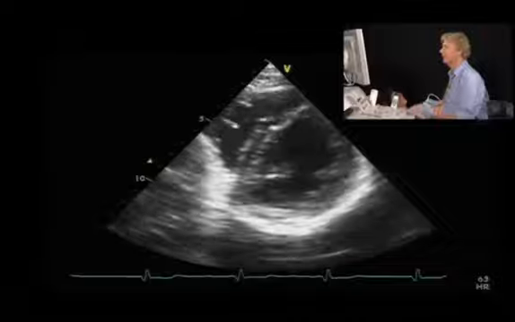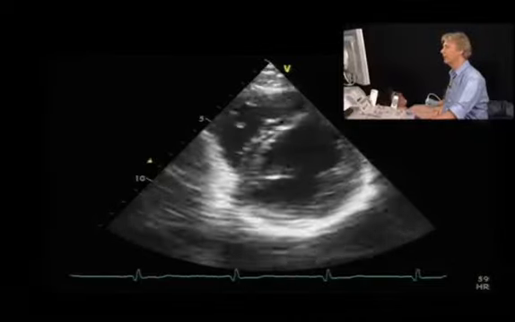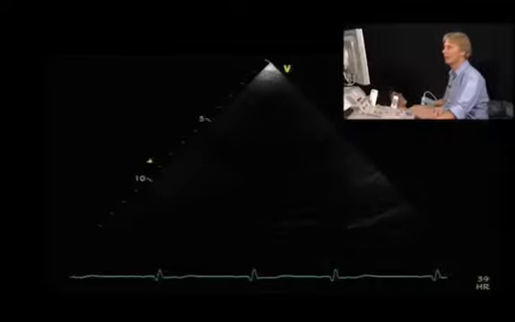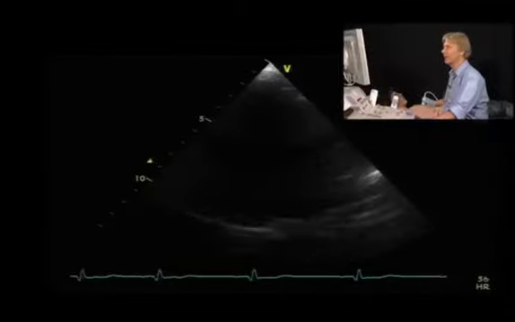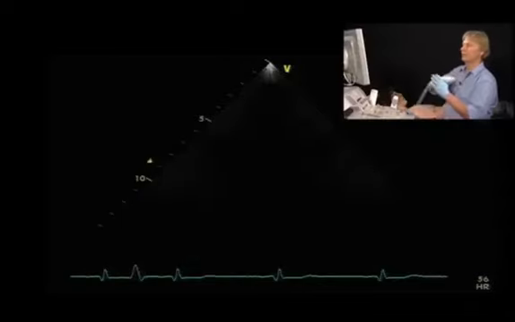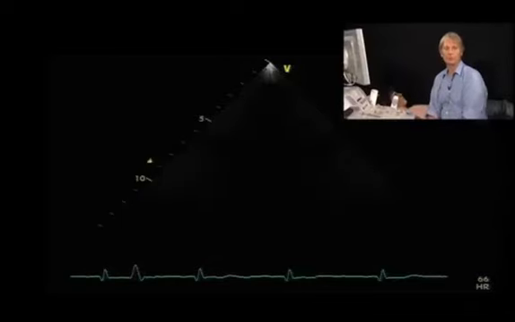The second enemy we have is bone. Here we have an image. As soon as I move the transducer towards the sternum, the image is gone. So we have a black image. We just can't see the heart, even though the heart is obviously behind the sternum. So the second enemy is bone.